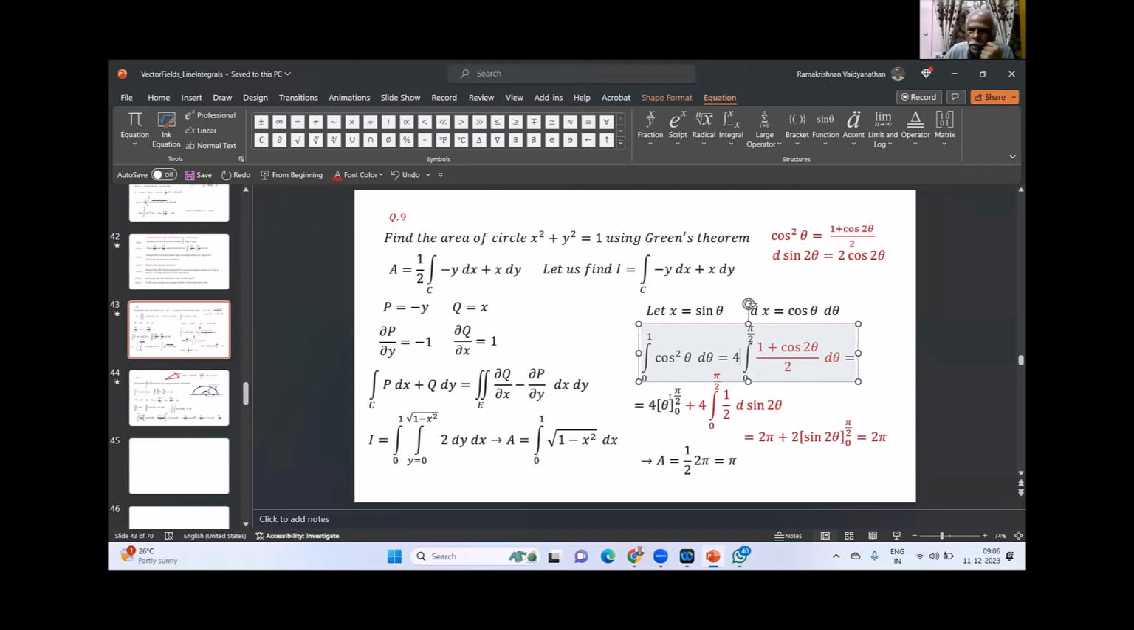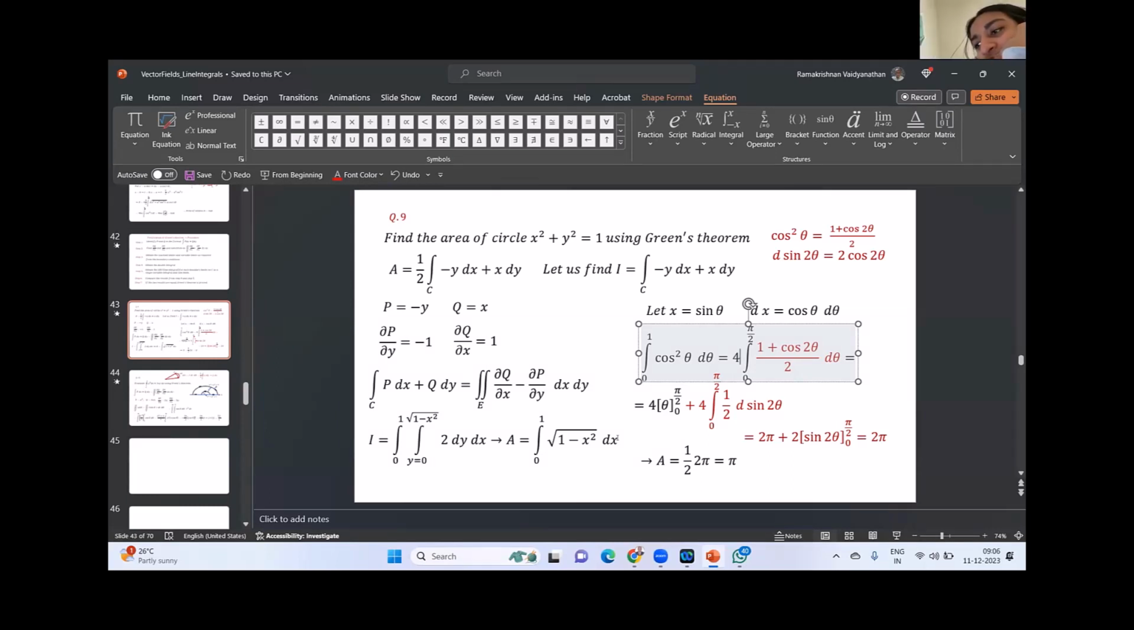Theta is pi by 2. This is 4 times 1 by 2 d sine 2 theta. And sine 2 theta is anyway 0, from 0 to pi by 2. Right? And therefore you get pi as the answer. Area is pi is the answer. You do this yourself and try to find out the answer. Right?